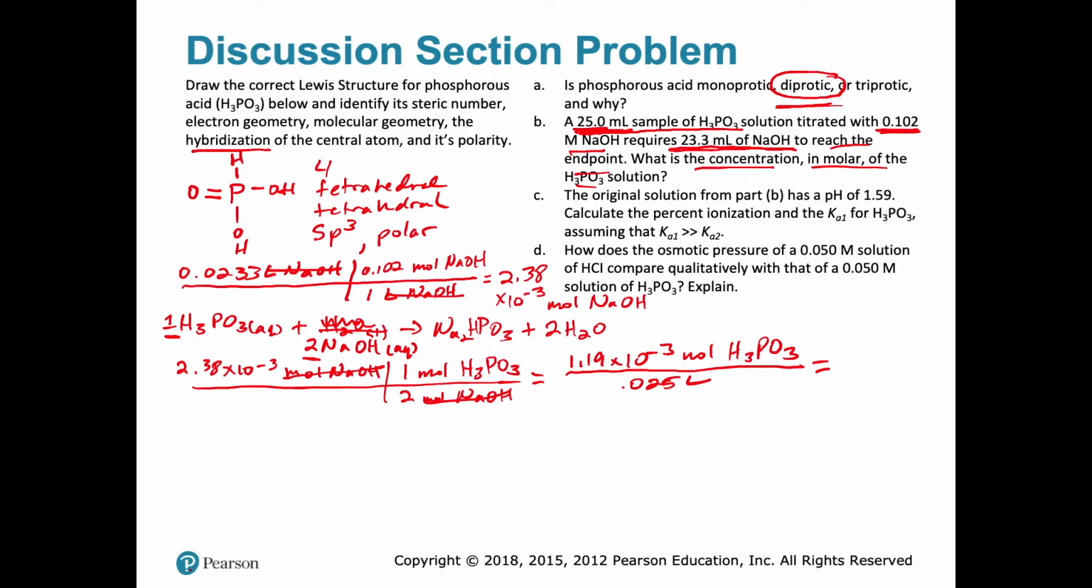Wait, can you remind me of something real quick? Why did you put 0.025 instead of 25? Because the concentration formula, molarity, is number of moles over liters, not number of moles over milliliters, right? I gave you the volume in milliliters, so you needed to convert it to liters, which at this point you should be able to do in your head.